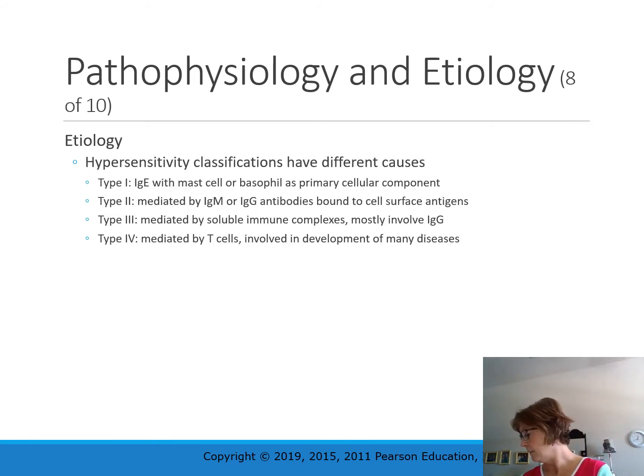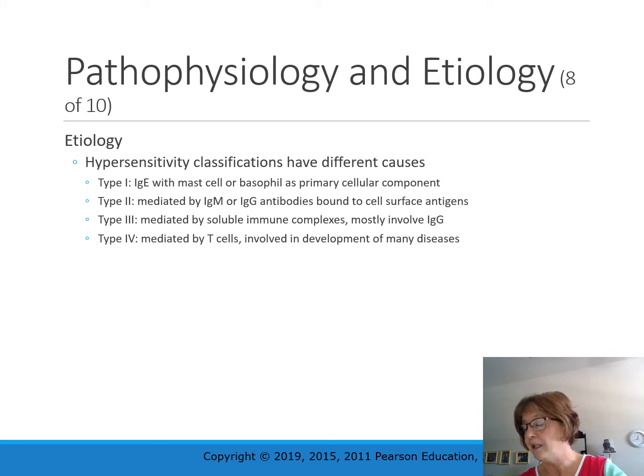And then the etiology: hypersensitivity classifications have different causing factors. Immediate or type 1 is facilitated by the immunoglobulins, the IgE, with the primary cellular component being the mast cell or the basophil. The reaction initially involves the production of the immunoglobulins in response to certain antigens, and it releases histamine. Okay, so like I said, if you have a runny nose, I might need an antihistamine to help dry up the secretions. Type 2 are primarily mediated by IgM or IgG antibodies, and they bind to the cell surface of the antigens.